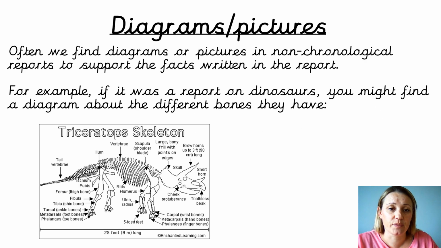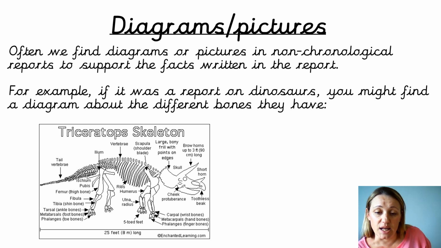And then we've got diagrams and pictures, which are there to support the facts written in the report. Sometimes it can be hard to explain what you mean without having a picture to explain it further. So, for example, if the report was about dinosaurs, you might want to have one that's got the pictures on it and then label the different bones on the body or something along those lines. Okay?